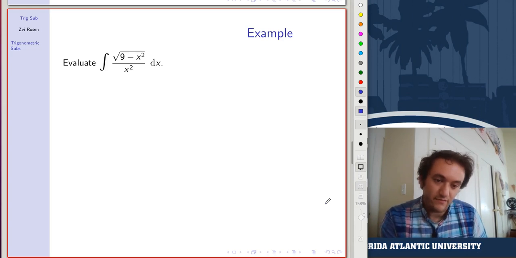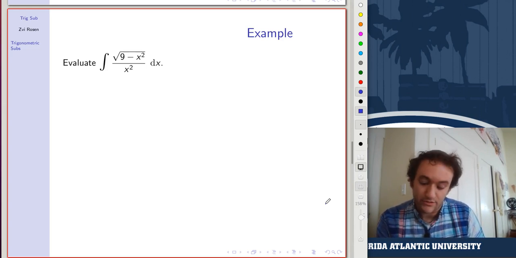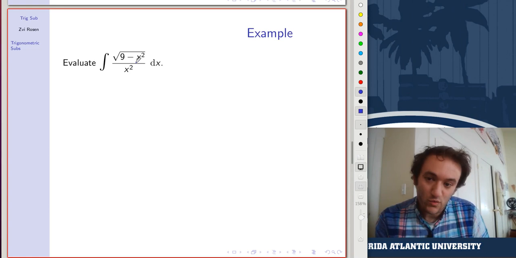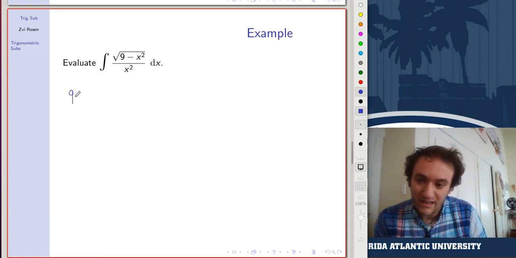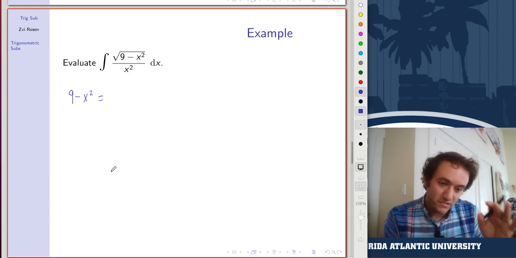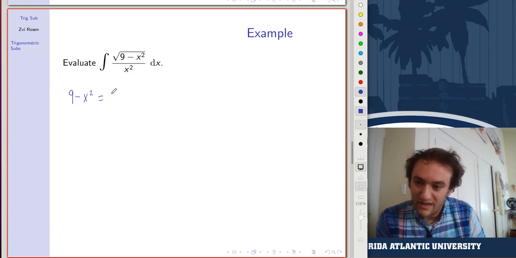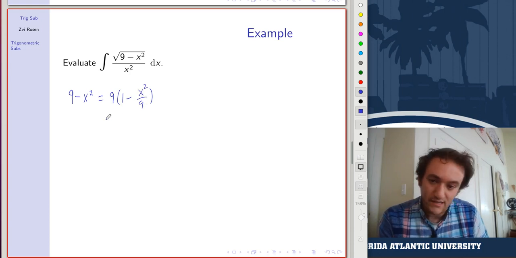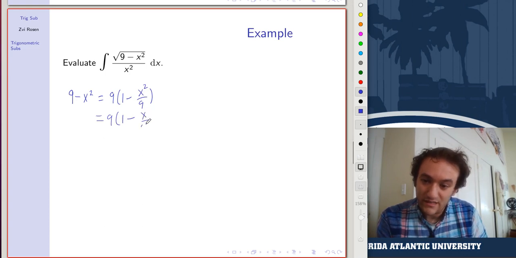Let's use this information about extra constants to evaluate this integral. So here we have the square root of 9 minus x squared. So looking at 9 minus x squared, I want to turn this into something like 1 plus or minus a square. So let's factor out the 9. So we have 9 times 1 minus x squared over 9. And I want to group this second term together so that it's a square without any coefficients. So I can do that by making 9 times 1 minus x over 3, squared.